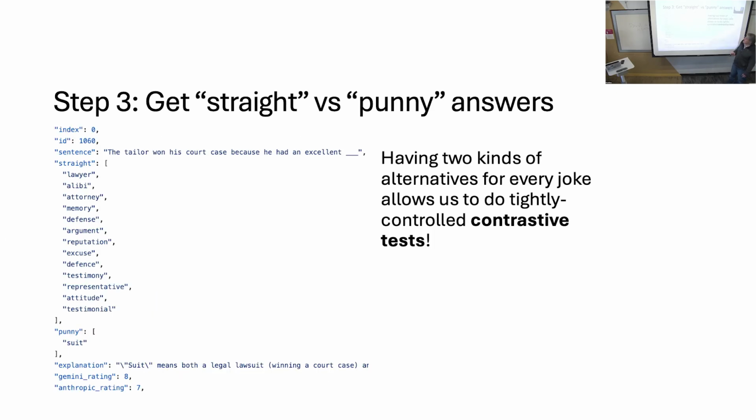So the nice thing about doing this and asking the dumb models to complete it is that I actually got these nice long lists of straight versus funny answers. So what is this? The Taylor one is: court case because he had an excellent suit. An excellent suit. But if you ask the small models to answer this, they're like, he had an excellent lawyer, right? He had an excellent defense. He had a good reputation. He had a good excuse. He had an alibi, right? It's like, he had all these other things. So they don't get the joke.